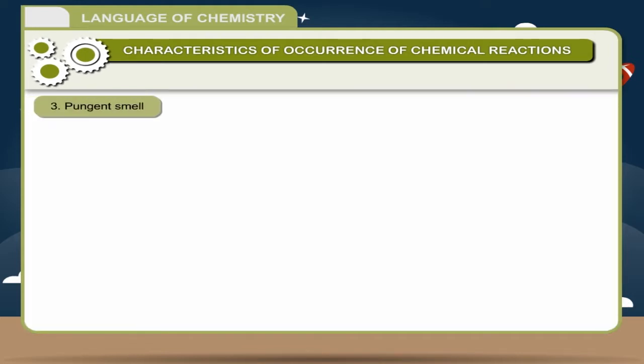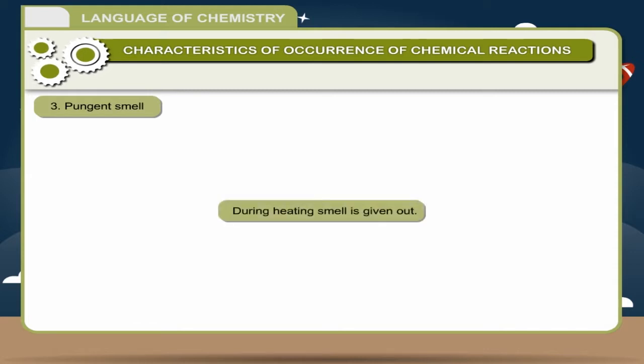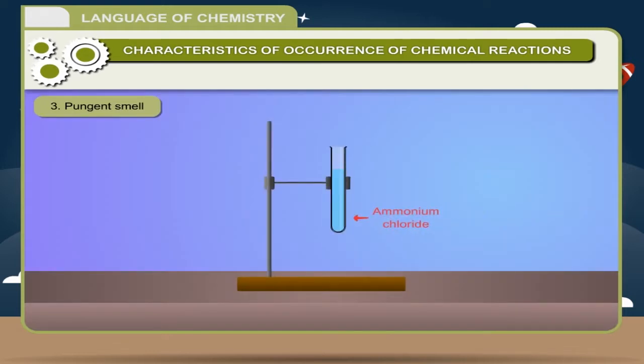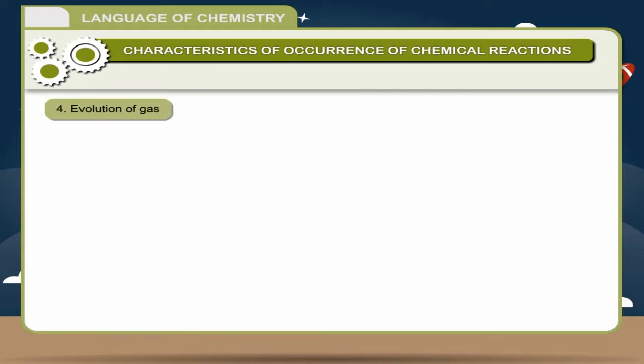3. Pungent smell. Activity. During heating, smell is given out. Take ammonium chloride in a test tube. Heat it. You will see fumes of gas which has pungent smell. This is ammonia gas.